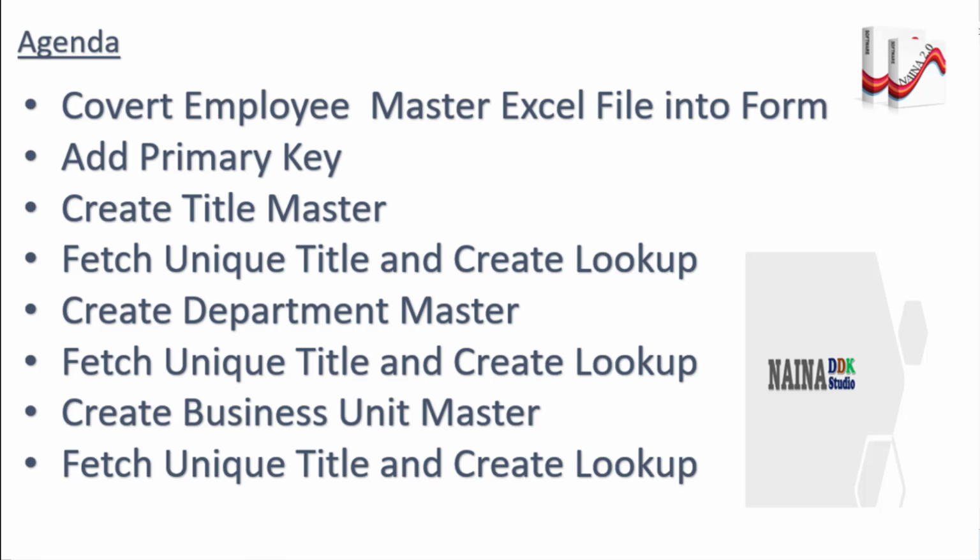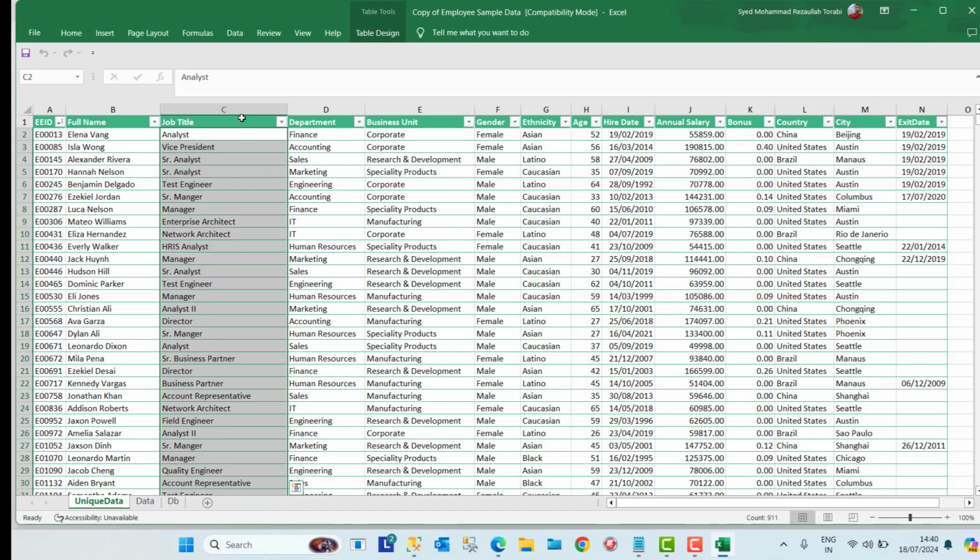Hello, in this video we are going to discuss how we can convert an Excel employee master into a form. The employee master has certain fields, such as job title, department, and business unit. We also want to convert these three individual pieces of information into separate tables and create lookups without writing a single line of code.